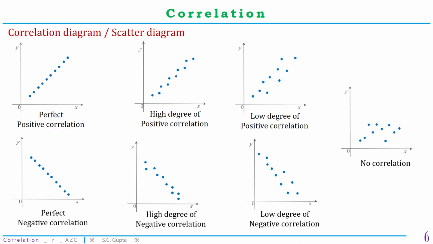In a similar way, there is perfect negative correlation, high degree of negative correlation, and low degree of negative correlation. No correlation, also known as zero correlation, means there is no noticeable linear relationship or pattern between two variables.